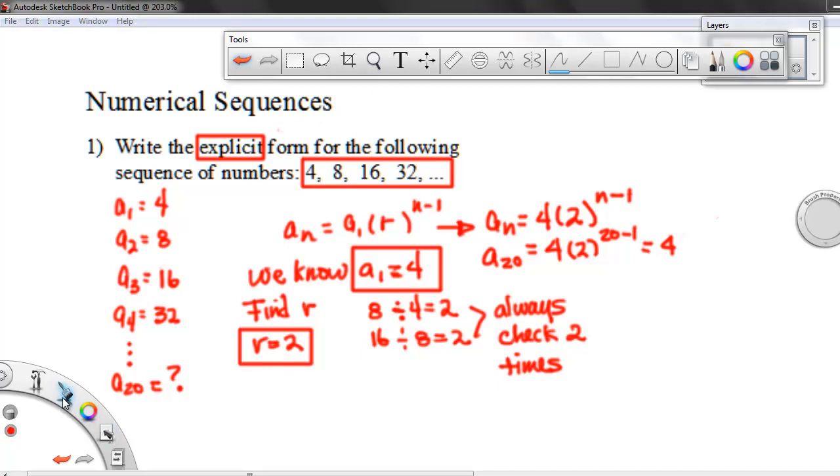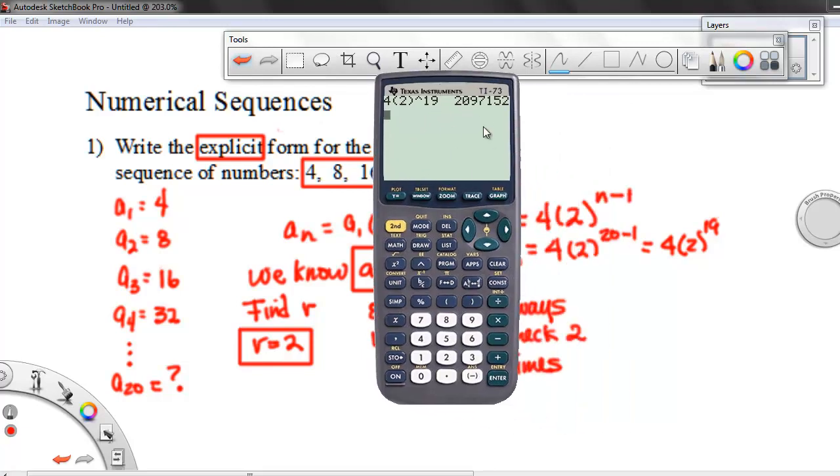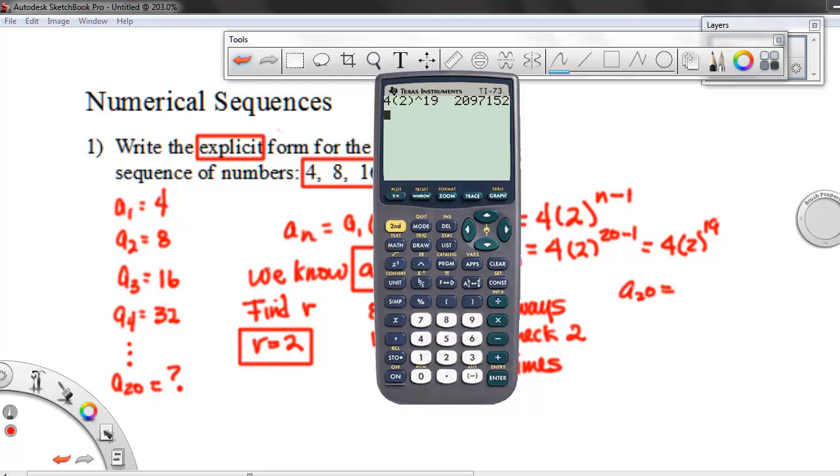Now I'm going to go ahead and simplify that exponent. So I have 4 times 2 to the power of 20 minus 1, which is 19. Now I'm going to type that in my calculator: 4 times 2 raised to the 19th power. I hit enter, and I get 2,097,152. So that is the 20th member of that sequence. So A20 equals 2,097,152.